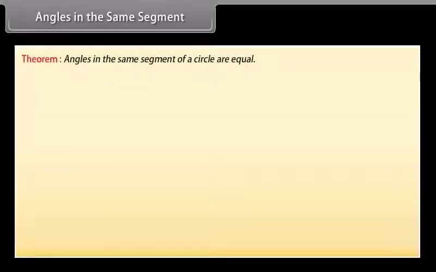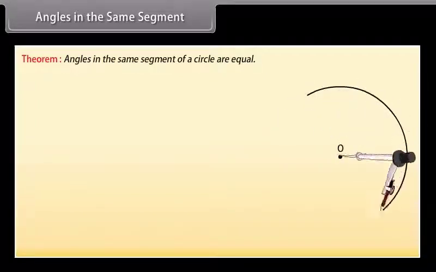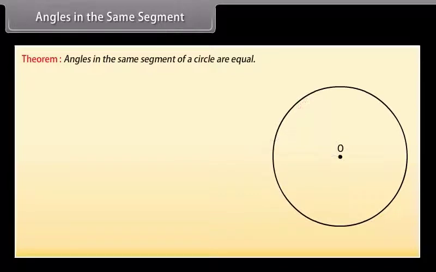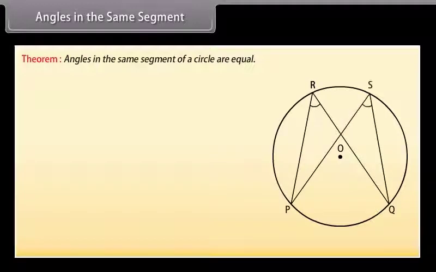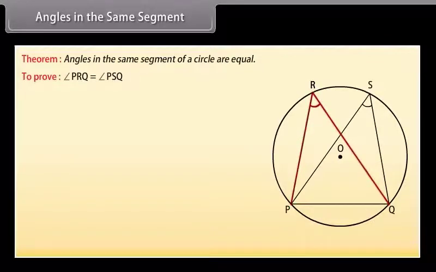Angles in the same segment. Theorem: Angles in the same segment of a circle are equal. Given: a circle with center O and the angles angle PRQ and angle PSQ in the same segment formed by the chord PQ or arc POQ. To prove: angle PRQ is equal to angle PSQ. Construction: Join OP and OQ.